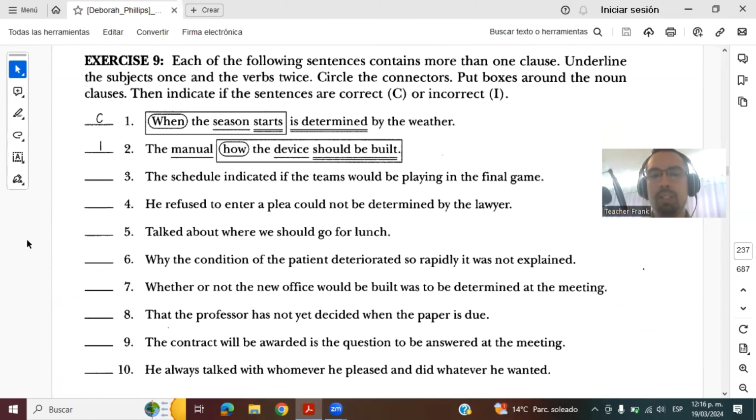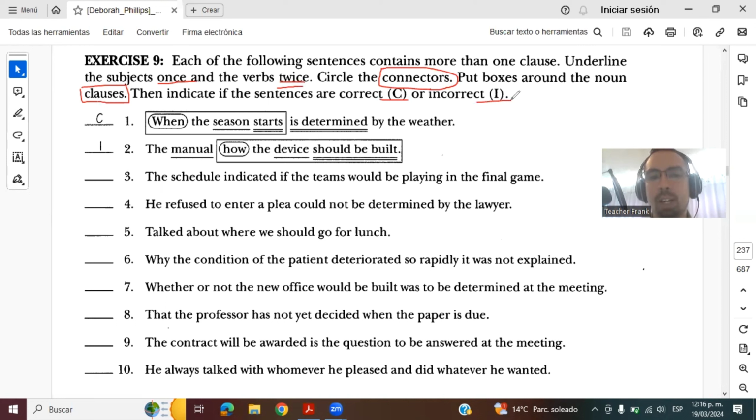We have here exercise number 9. Each of the following sentences contains more than one clause. Underline the subjects once, as always, right? And the verbs twice. Circle the connectors. So we have to circle our connectors. Put boxes around the noun clauses, right? And then indicate if the sentences are correct or incorrect. Let's look at number 1.